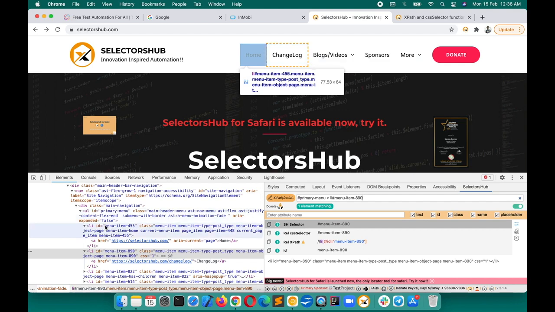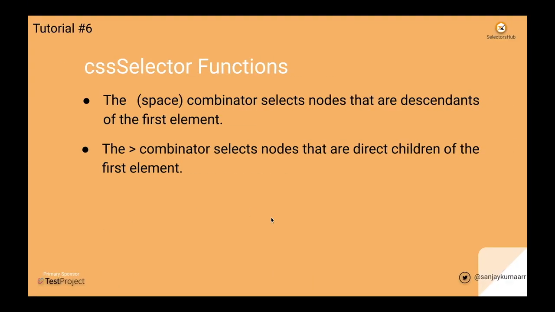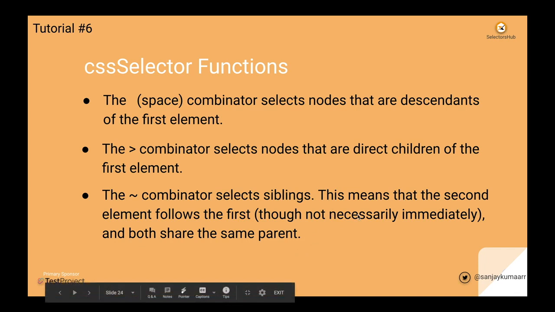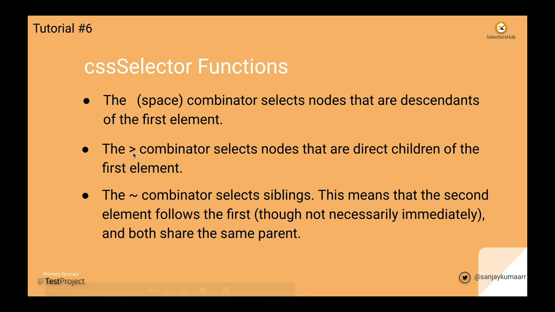Okay, you will have to watch it again and again, and then practice it, because it's a little complicated, I mean not complicated, confusing, because the same things are happening over here. This combinator selects the siblings. This means that the second element follows the first, though not necessarily immediately. So this was the direct children, this is the sibling, but not immediate, it could be both.